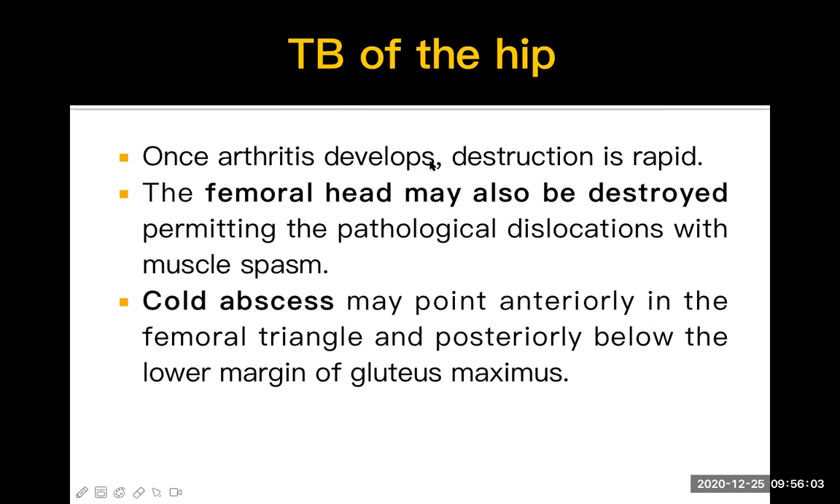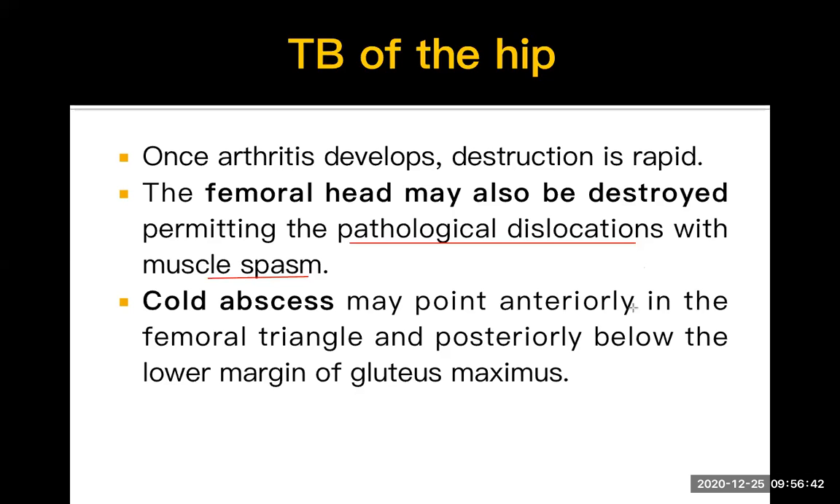Now, once the arthritis develops, destruction is very rapid. Just like Pott's spine, it can cause rapid destruction of the hip joint also. That means the femoral head is destroyed, which leads to pathological dislocation with muscle spasm. Now, why is it called pathological dislocation in this case? What is the reason? Yes? Because of the chronic disease. Osteoporosis. Because of the weakness and chronic disease. Exactly.